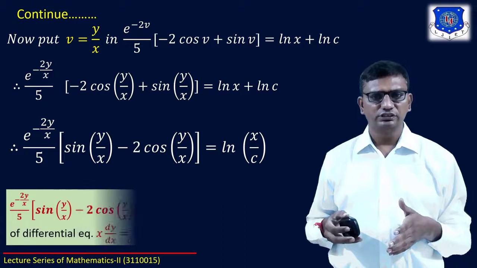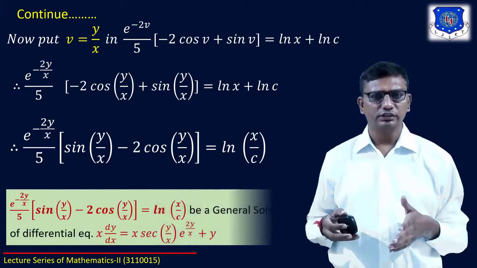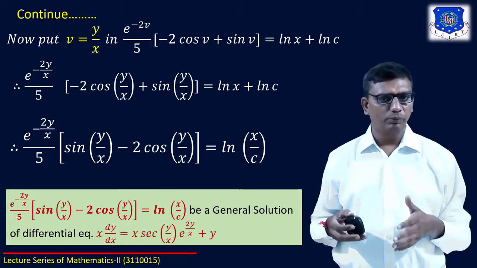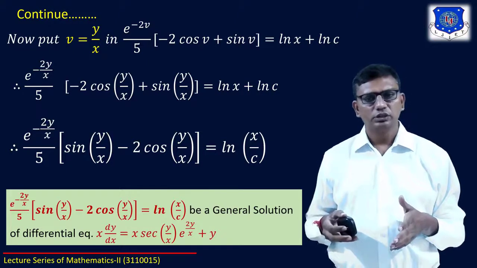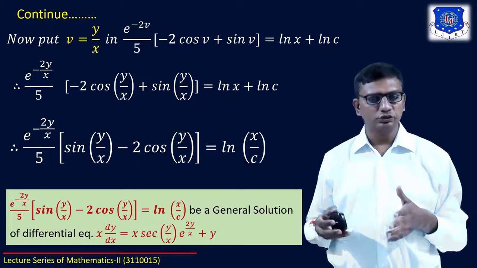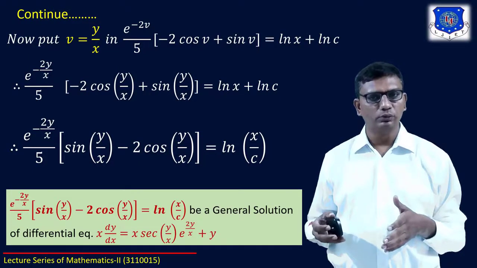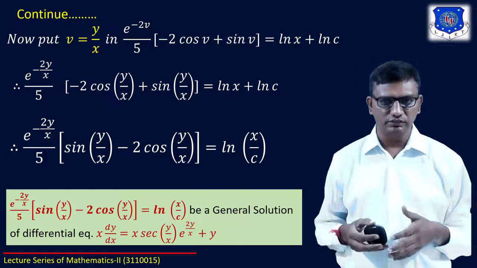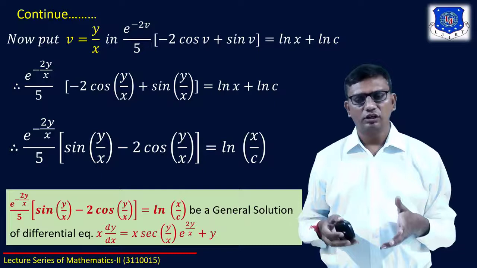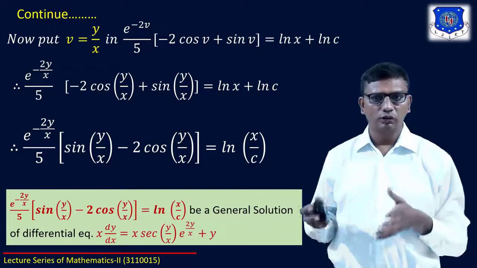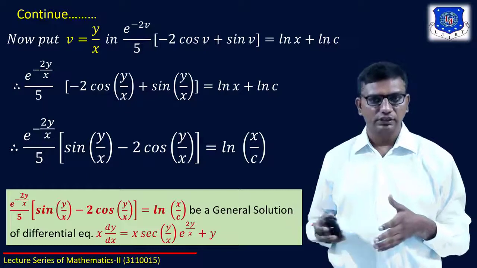Then we get the general solution, e raised to minus 2y by x upon 5 into (sin y by x minus 2 cos y by x) equal to ln x plus c, which is our general solution of the differential equation. So this is the separable variable method for the homogeneous differential equation.